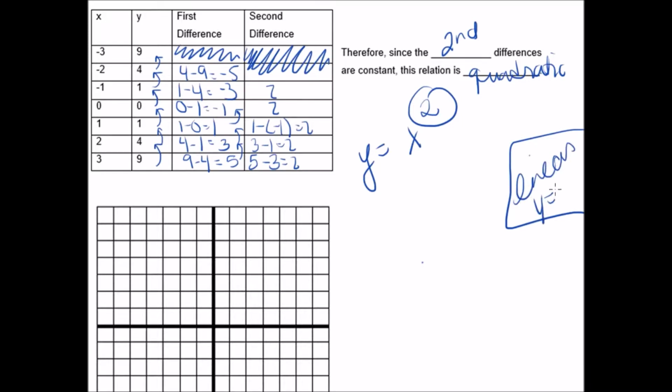If we look at linear, y equals mx plus b, this x has the exponent of 1, and 1 means the first differences are going to be constant. If we were to graph the quadratic, it's going to look like this, just smoother. So y equals x squared.